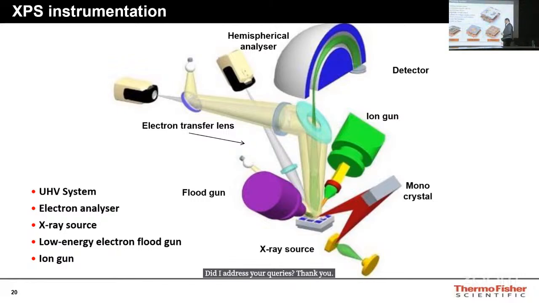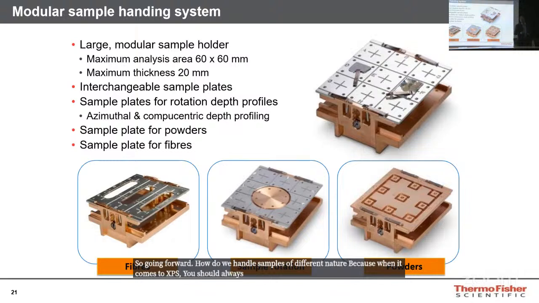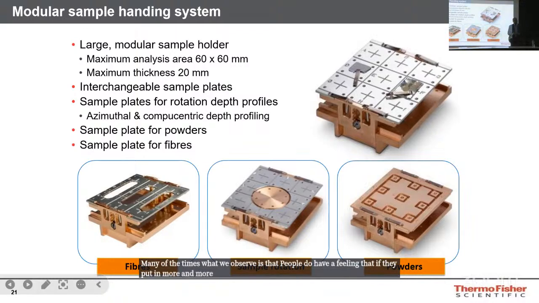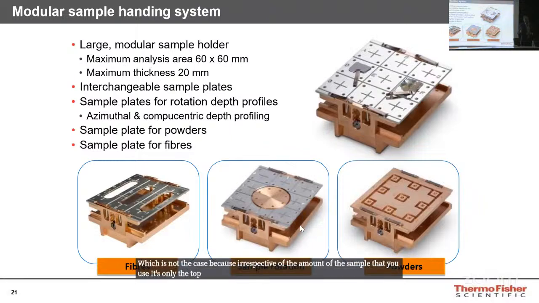Thank you. So going forward, how do we handle samples of different nature? Because when it comes to XPS, you should always remember it's a surface characterization technique. Many of the times what we observe is that people do have a feeling that if they put in more and more samples, there is a possibility of getting better information, which is not the case. Because irrespective of the amount of the sample that you use, it's only the top 10 nanometers, the cleanliness of the top 10 nanometers that matters in an XPS.